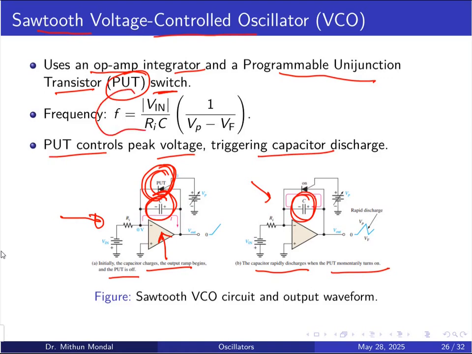So the frequency again in this case is dependent on the input voltage, the values of the resistors and the capacitor, and the difference of the peak voltage and the feedback voltage. So here you have a source which is controlling the switch, that is VP, and the feedback VF, whatever you get at the feedback, you are basically controlling the frequency.